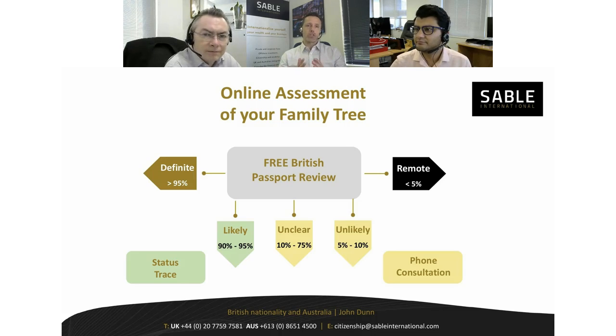One is remote. The chance of you obtaining British nationality is 5% or lower, so it's probably not worthwhile pursuing it further. You can get a definite result, which means we can immediately see a route to nationality, and we can move straight forward to assist you with an application. You can then get one of the other 3 answers of unlikely or unclear. Generally, that means we need a little bit more information to give you that opinion. And then, of course, you can get a likely result, which we feel puts you in the 90 to 95% category. Those bottom 3, likely, unclear, and unlikely, generally lead to a status trace.